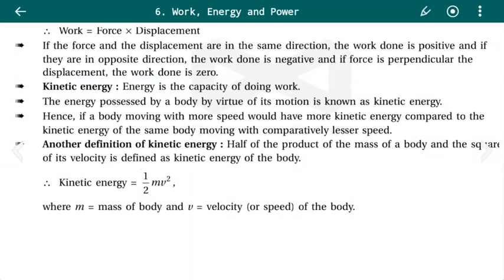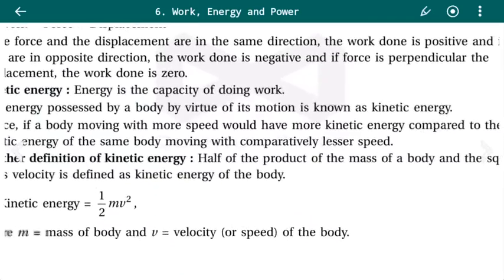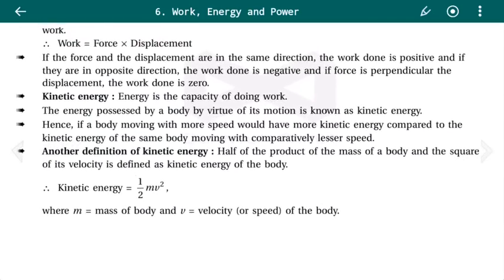Now let us see the kinetic energy. First of all, energy is the capacity of doing work. And we know mainly two types of energy, that is kinetic energy and potential energy. Potential energy is the energy possessed by the body due to its position. Kinetic energy is the energy possessed by a body by virtue of its motion.